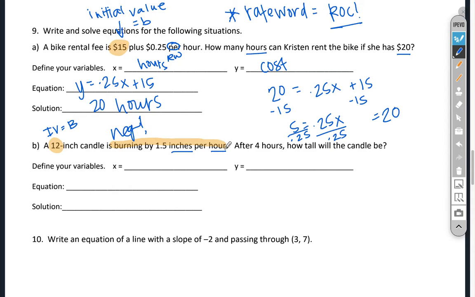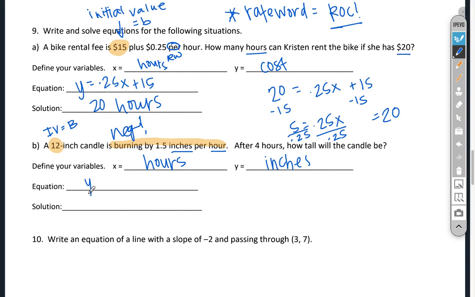Well, hours does not depend on the inches of the candle, but the amount of candle left, or inches of candle, does depend on how long it's burning, right? So how many hours it's burning. So hours is our independent variable. This is what's causing the change. And Y is inches. Okay, so now let's write our equation.